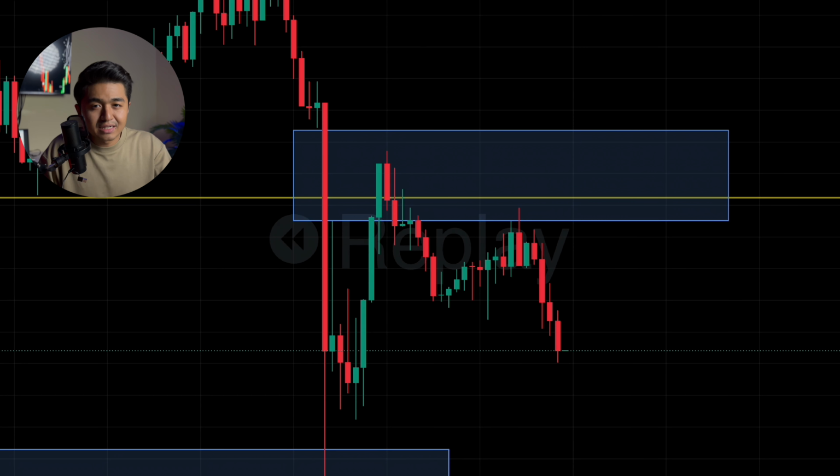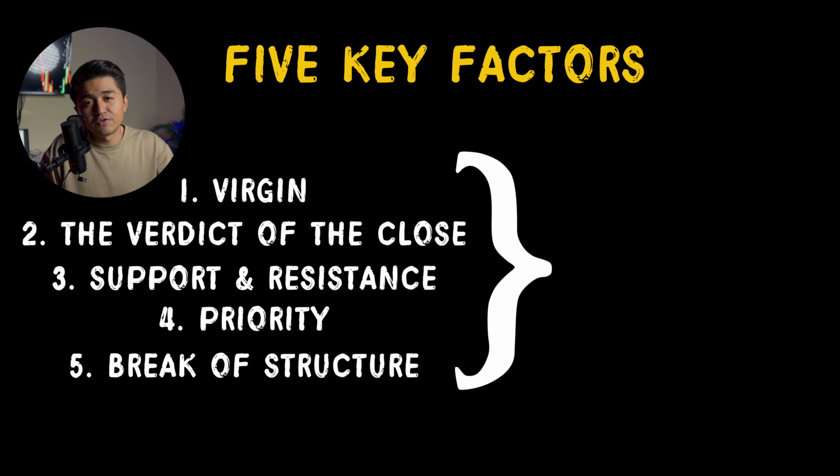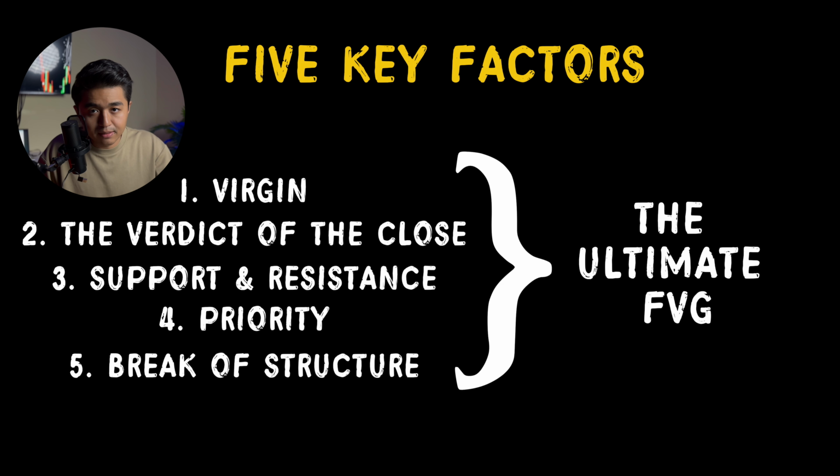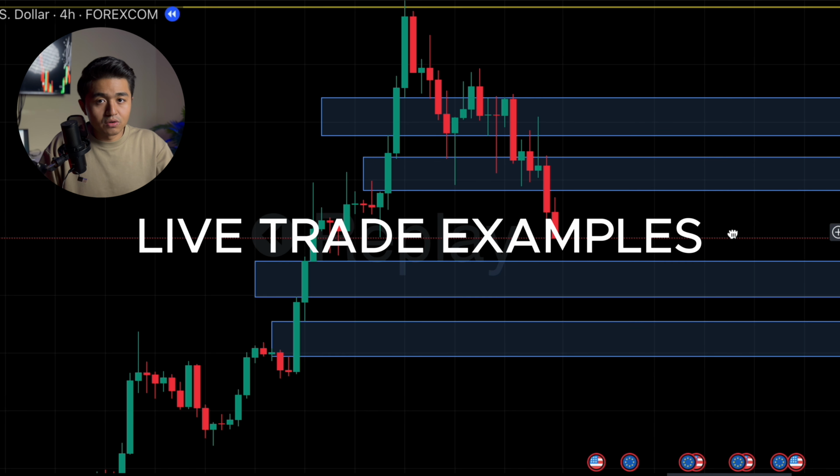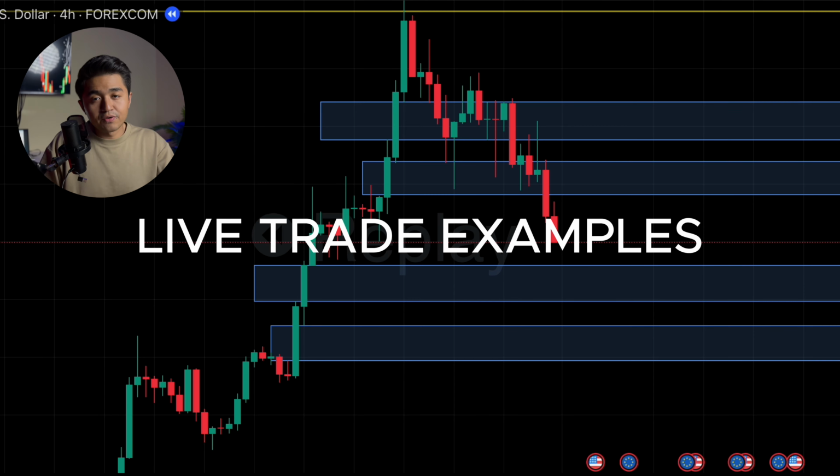When you combine an untouched zone, a strong candle close, and a structure shift or a break, you aren't just guessing anymore. You are trading with the trend. If you ignore the breakout structure shift, you're just gambling. But if you combine all 5 of these factors, you create the ultimate fair value gap setup. Let's look at a live trade example on how I combine fair value gap for an entry and a breakout structure shift for a confirmation.